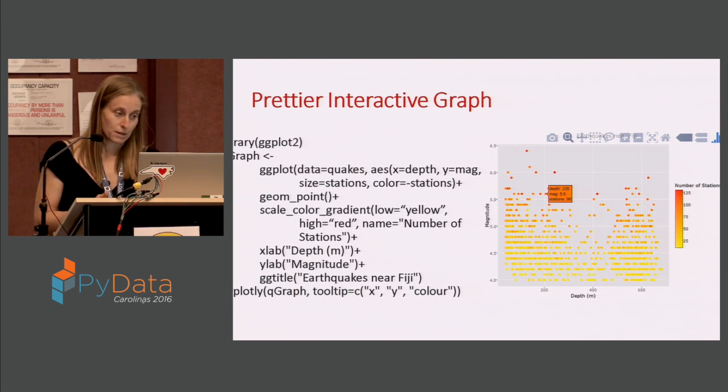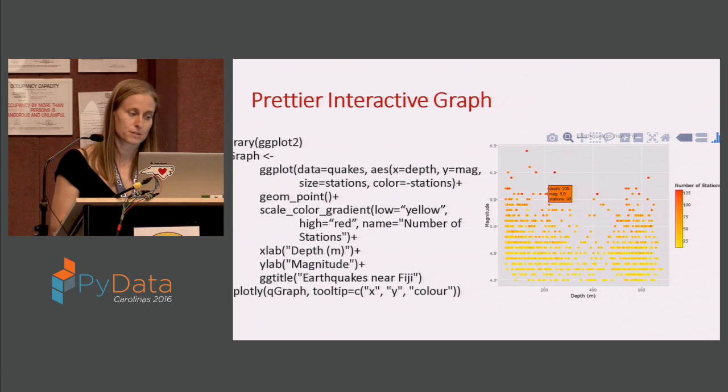So I'm giving it my ggplot object, but I also want to have this pop-up tool still, so I give it this second argument for the tooltip, which says I want to see my x variable, my y variable, and the color variable showing up in my tooltip. So now when you mouse over, you see different options.